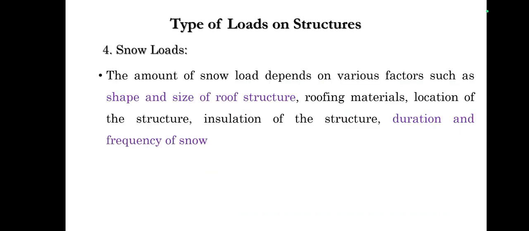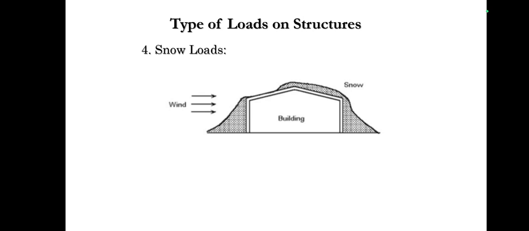Next is the snow load. The amount of snow load depends upon various factors, such as the shape and size of the roof. If it is a horizontal member, then the amount of load will be more, and if it is inclined, then it is different. It also depends on the roofing materials you are providing, where the structure is constructed, the insulating material you have provided, and the duration and frequency of the snow. Next, this is an example of snow load, you can see.